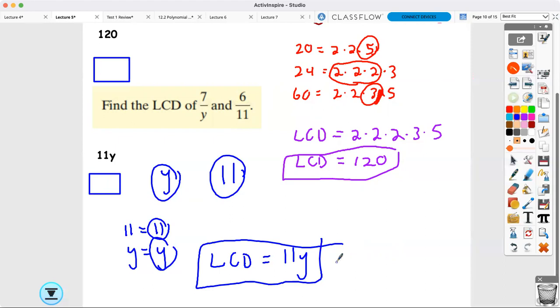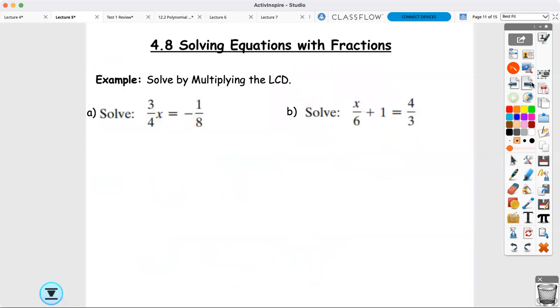All right, any questions so far? All right, we're off to the next section now. 4.8.